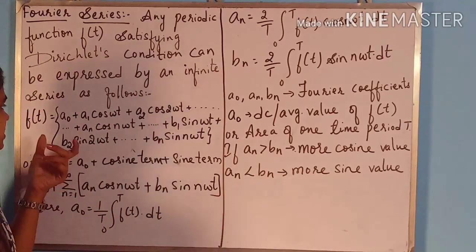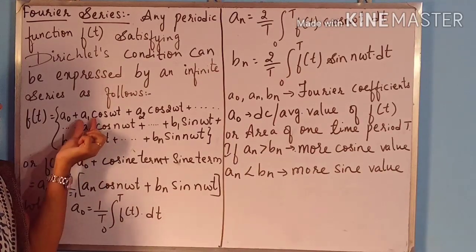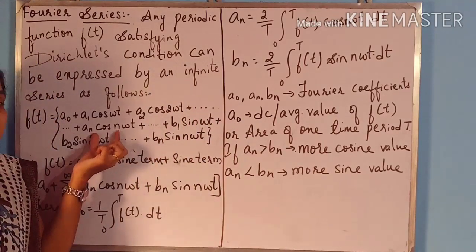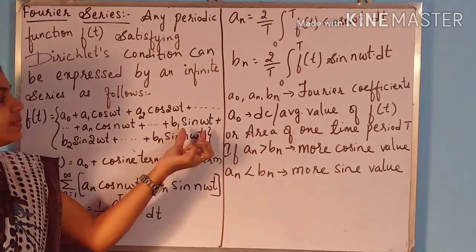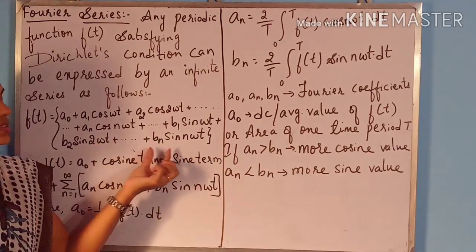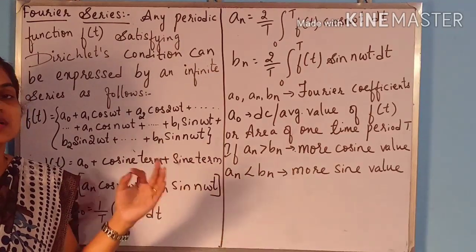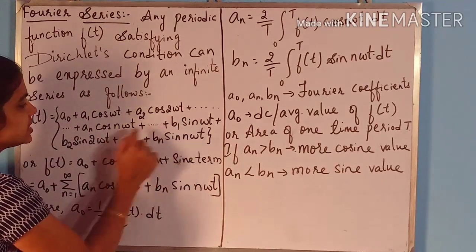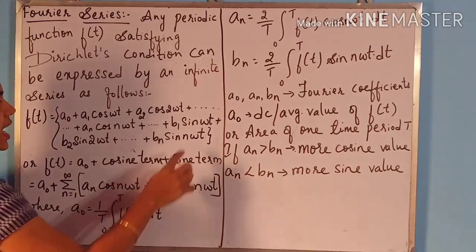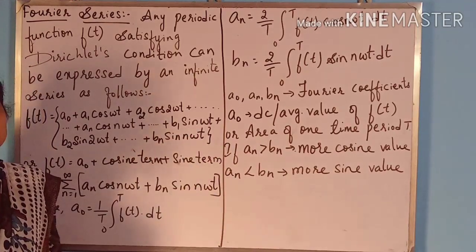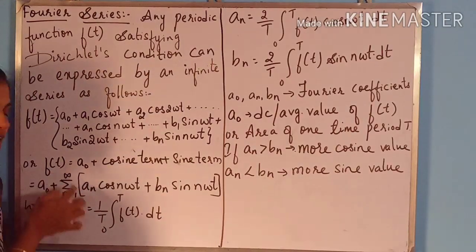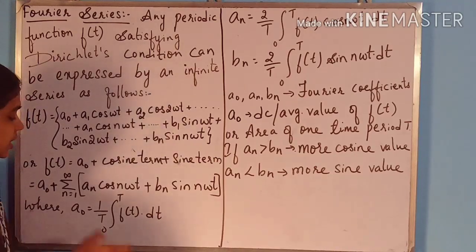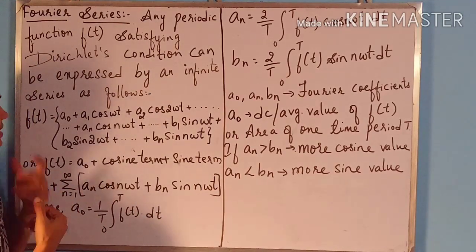So what is that infinite series? f of t is equal to a naught plus a1 cos omega t, a2 cos 2 omega t plus so on to an cos n omega t plus b1 sin omega t, b2 sin 2 omega t plus so on, bn sin n omega t. Now if you have seen here, we have one a naught value and all these remaining are the cosine terms and the other remaining terms are the sine terms. So I can also write f of t as a naught plus cosine terms plus sine terms. Right? Now, apart from that, what else can I write this function as?